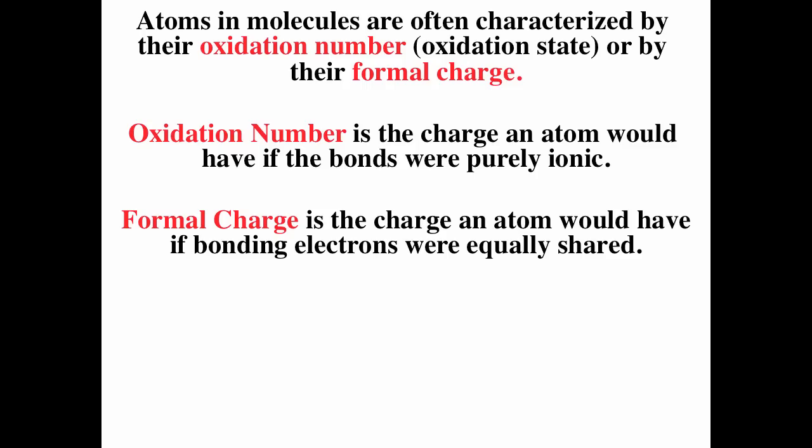And so atoms and molecules are often characterized by oxidation state or oxidation number. I'll use oxidation state and oxidation number interchangeably, or by formal charge. Now the oxidation number is the charge an atom would have if the bonds were purely ionic. Formal charge is the charge an atom would have if the bonding electrons were equally shared. Okay, so please remember, oxidation number, we're assuming bonds ionic. Formal charge, we're assuming bonds purely covalent.